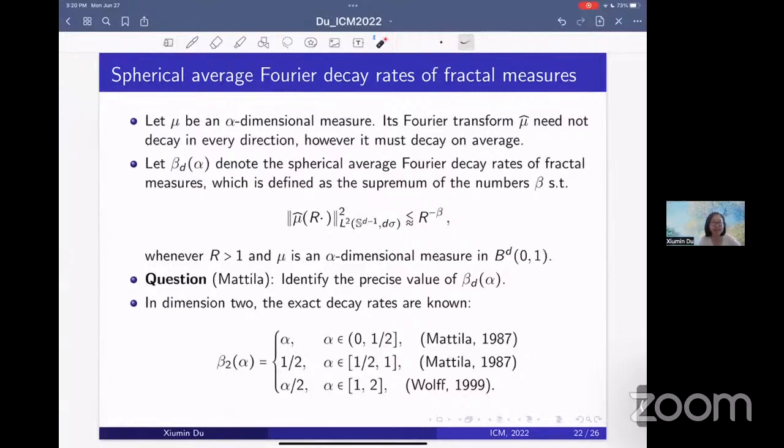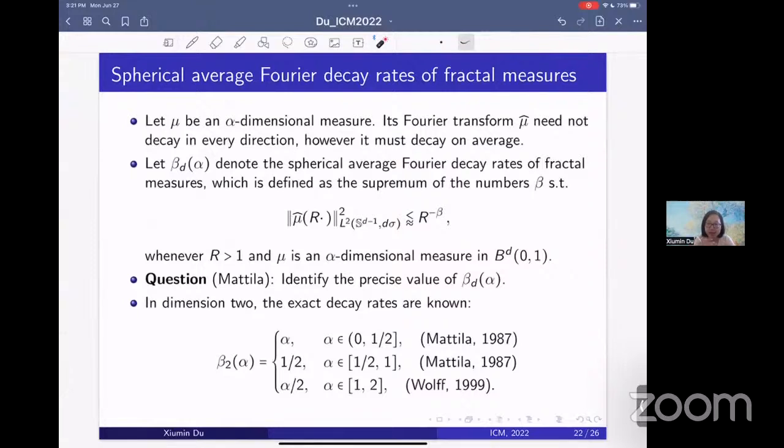Another application is the spherical average Fourier decay rates of fractal measures. This concerns the decay of the Fourier transform of a fractal measure. Suppose we have a fractal measure supported on a hyperplane. Then, in this normal direction, the Fourier transform mu hat is a constant. There is no decay as r goes to infinity.